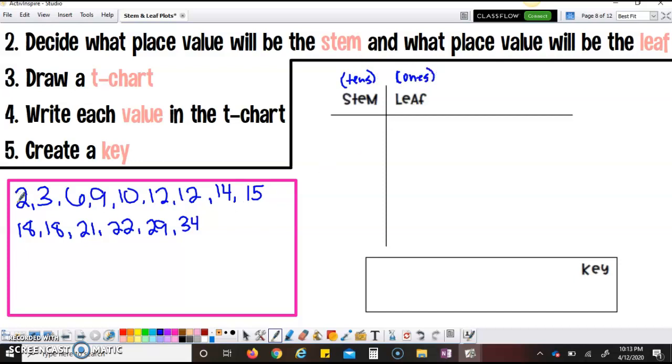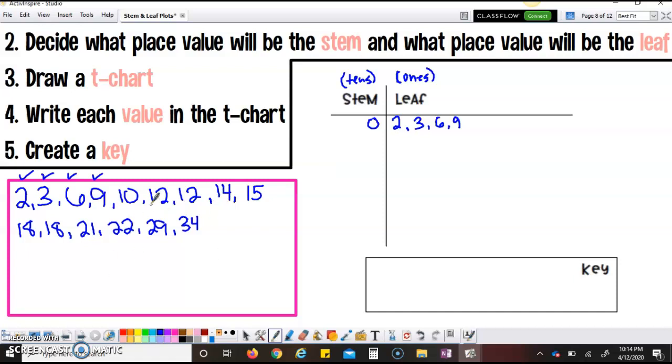Okay, so since I'm starting off with 2 through 9, which are single digits, my stem for those numbers is going to be 0, because there's a 0 in the tens place, okay? So we've got 0 and 2, 0 and 3, 0 and 6, and 0 and 9. So we've got these first 4, check, done, and placed on our stem and leaf plot.